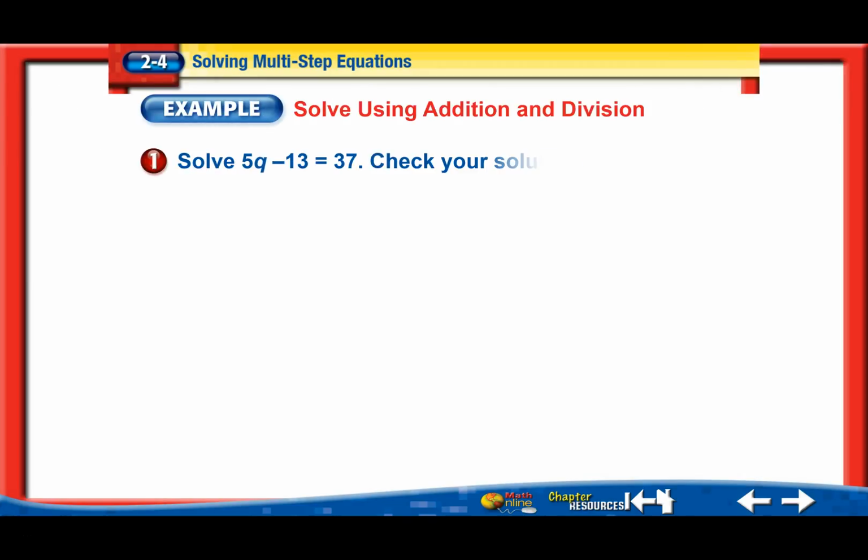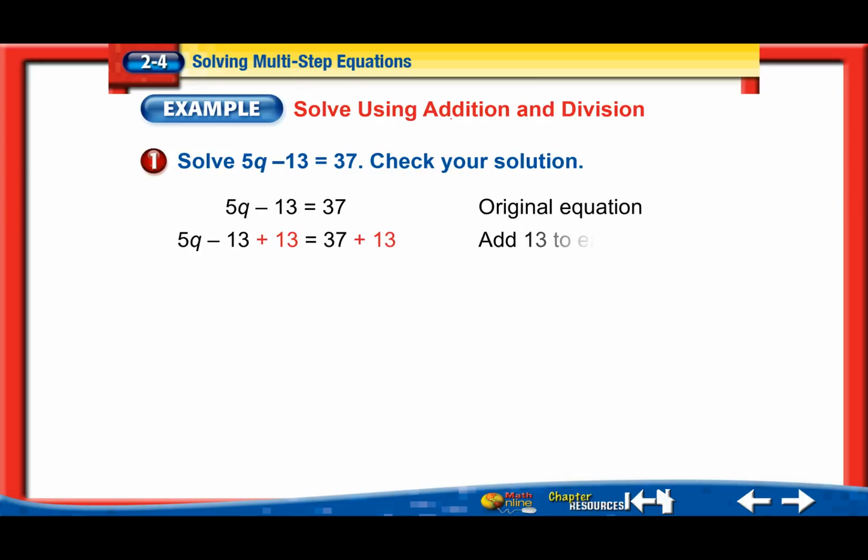So let's use addition and division. We take the original equation and rewrite it. So 5q minus 13 equals 37. Well, when I look at this, I can see I've got two operations here, so I'm going to have to undo them. The inverse of that is going to be addition. They kind of told us this, so surprise, surprise. Add 13 to both sides. These will cancel. And on the other side, we do that addition, comes out to 50.